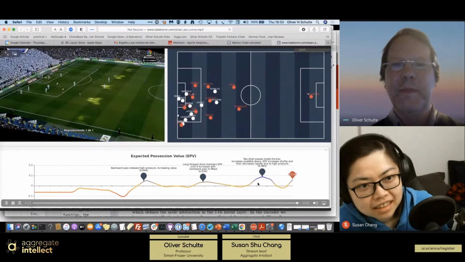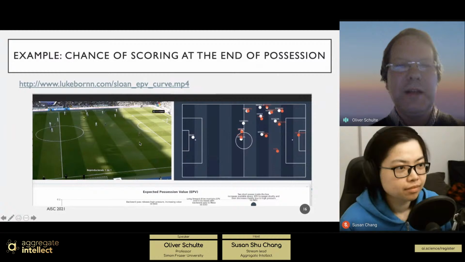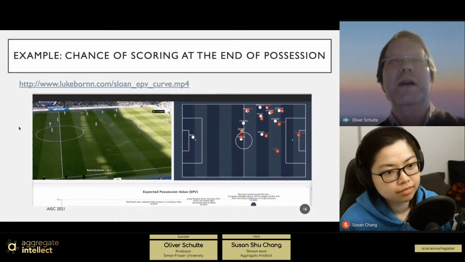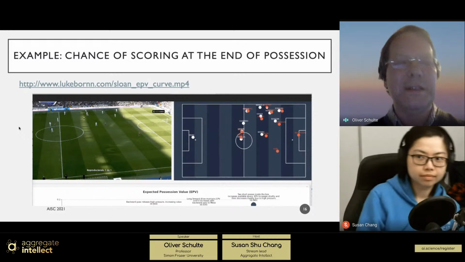Okay, so I belabored this a bit because this concept of a value function is really key. So I hope this has given you a sense of what the value function looks like and how it changes over time.